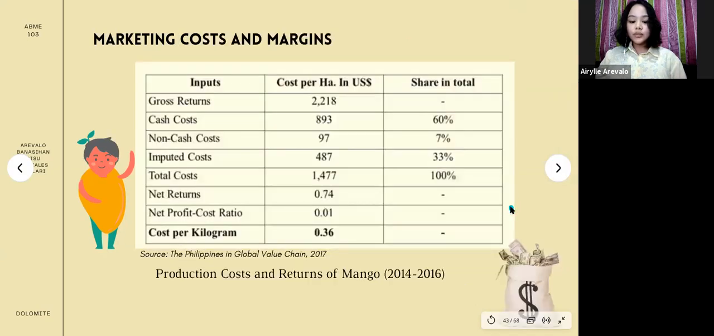Next. The average cost of mango production for the year 2014 is 18 pesos per kilogram. The production cost per hectare can be as high as 73,000, including agricultural input, labors, and fees. Non-cash expenses, consisting of 7% of the net bill, include employed labor, rents, tenants, and harvesters.